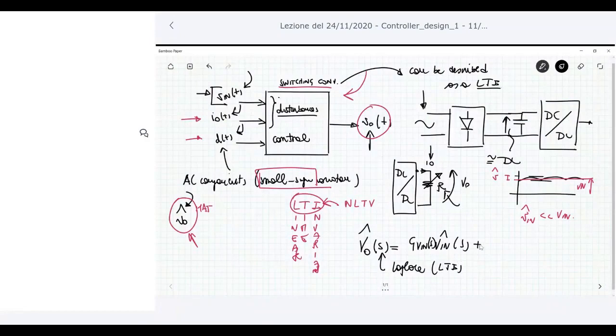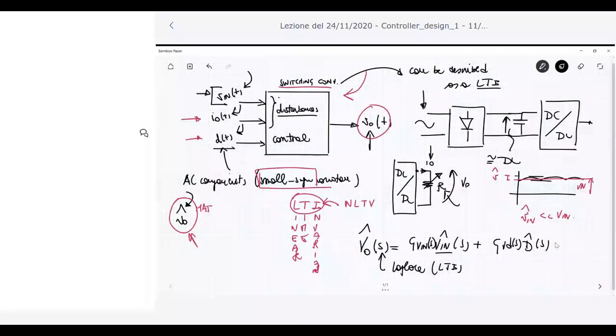Then, applying the superposition principle, I can just focus my attention on one problem at a time. One is the variation of Vin. The other one is the variation, for example, of the duty cycle. So I have the duty cycle that varies, and the variation of the duty cycle is linked to the variation of the output voltage by a transfer function which is called GVD.